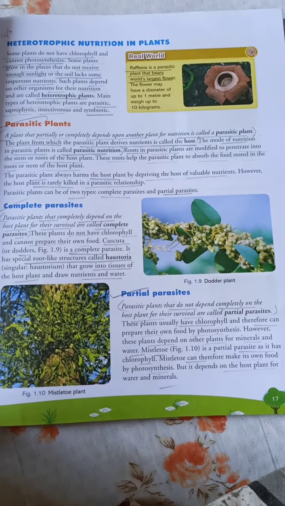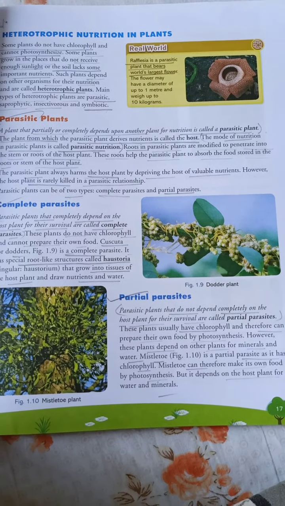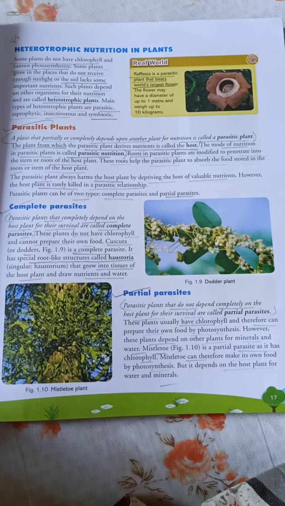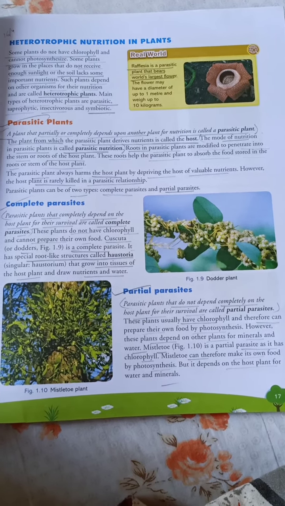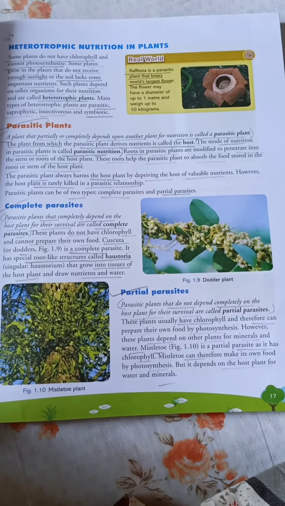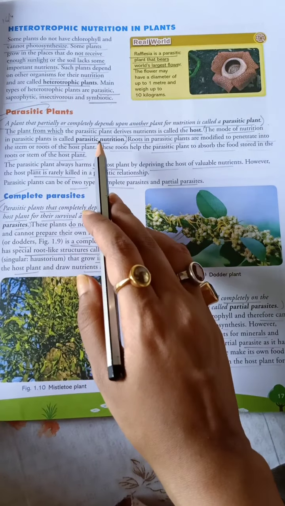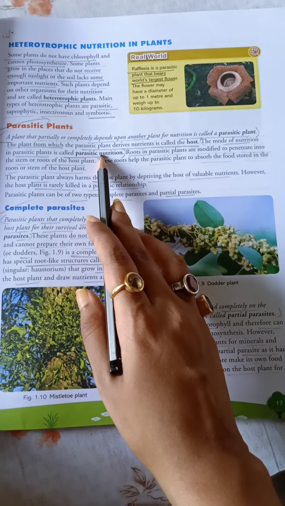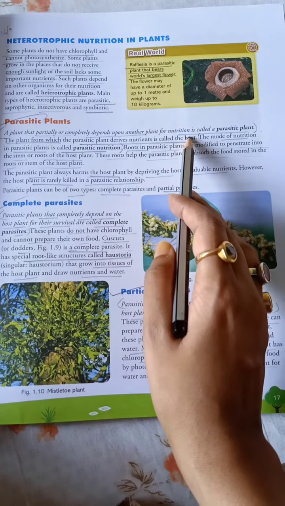A plant that partially or completely depends upon another plant for nutrition is called a parasitic plant. So parasitic plants can be partially dependent or completely dependent. The mode of nutrition of parasitic plants is called parasitic nutrition, and the plant from which they are getting the nutrients is called the host plant.